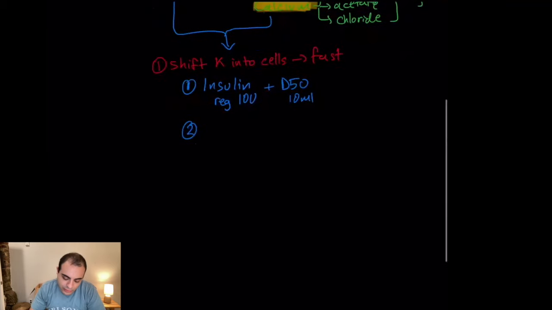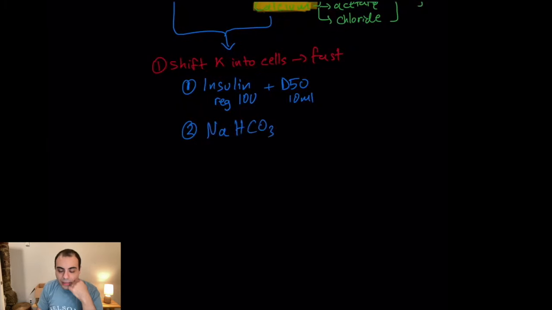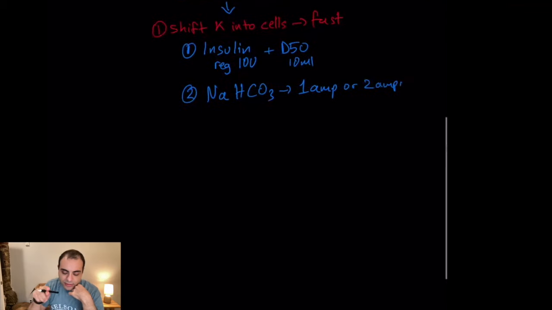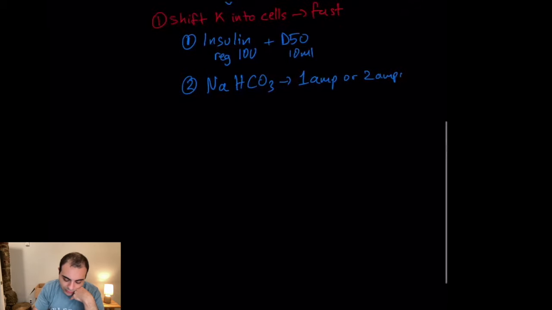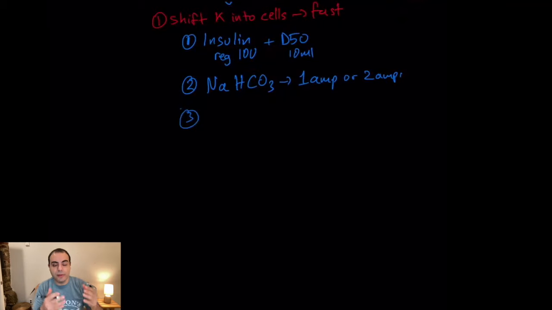So you give insulin. The next option you have is sodium bicarb. The way you order it is you just order 1 amp of sodium bicarb, or 2 amps, depending on how severe it is. Again, these things you just order in the EMR, so it's pretty simple. And then what else can you do to shift the potassium into the cells?